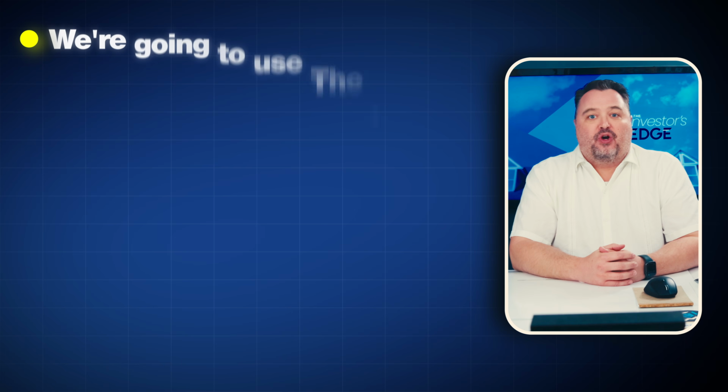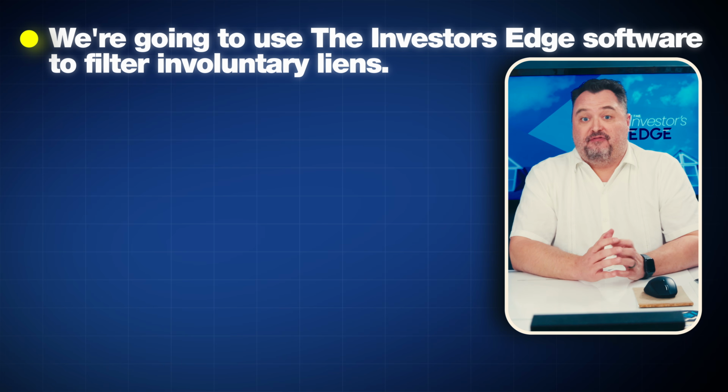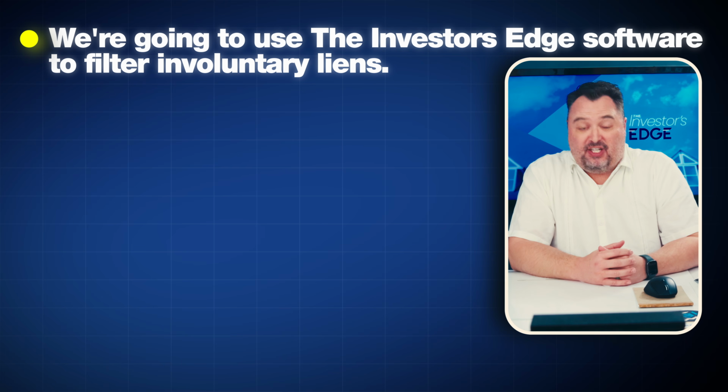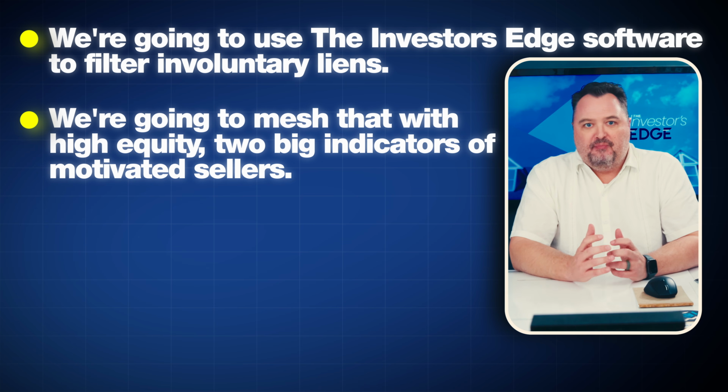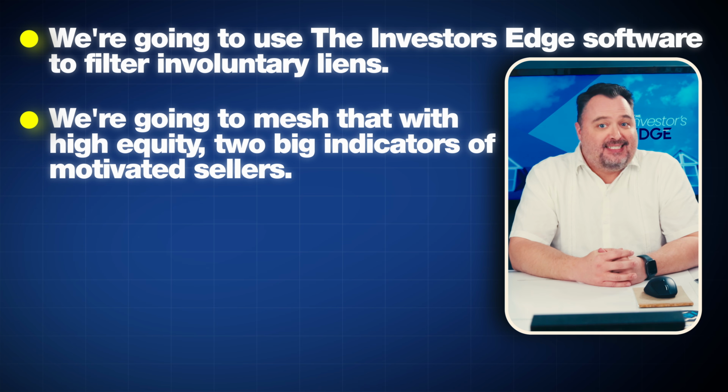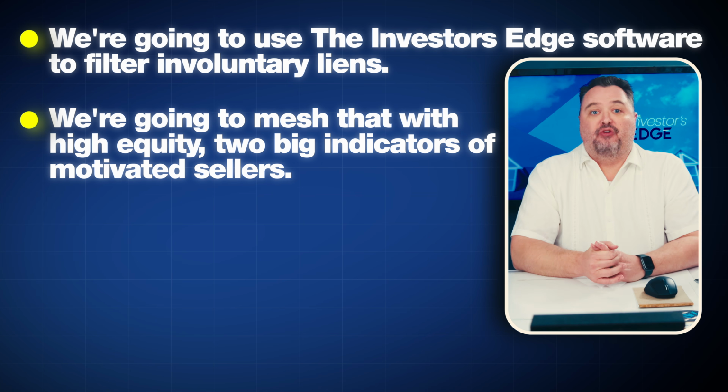So in this video, I'm going to share my screen. I'm going to show you exactly how I use data to find off-market deals that nobody else is really seeing. We're going to use the Investor's Edge software to filter for what's called involuntary liens, but we're going to mesh that with high equity. The two big indicators of a motivated seller are that they have equity and motivation.